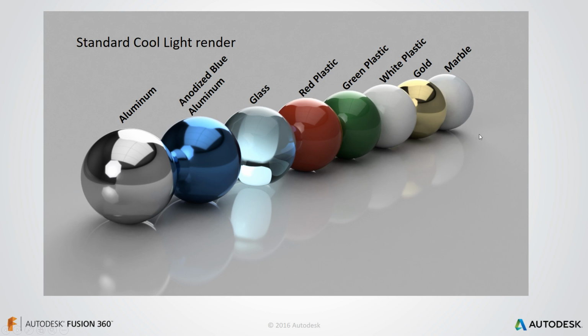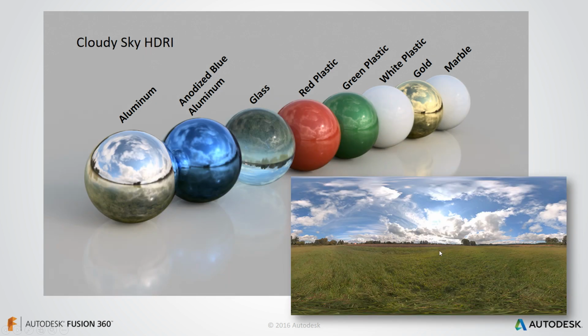So here's some examples, and you've already kind of seen this. I'm going to go through this fairly quickly. I just created a bunch of spheres with different materials: aluminum, anodized aluminum, glass, 3 different plastics, gold, and marble. Notice how you can actually see the lights reflecting in some of these materials. Here I used a cloudy sky outdoor material, and notice how different these materials look now.